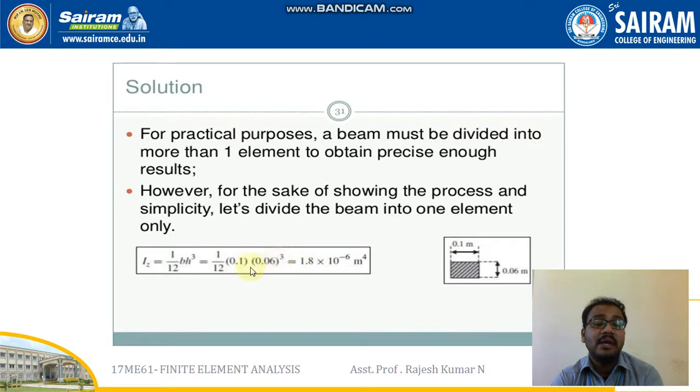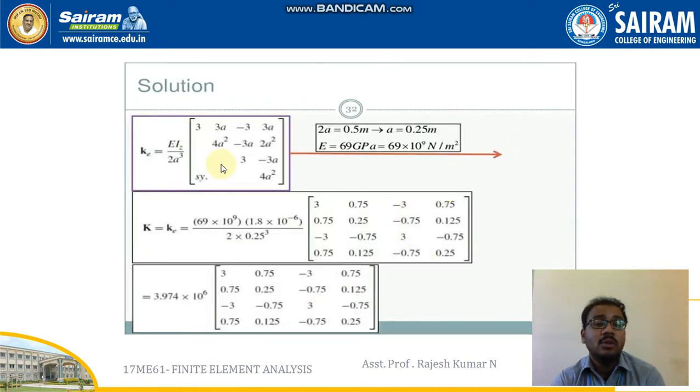So if you substitute B and H in the moment of inertia formula, we get 1.8 into 10 power minus 6 meter power 4. And we know the stiffness matrix formula, Ke for element-wise. Since only one element is considered, directly I will go with Ke equal to K1, which is nothing but EI by 2A cube. We have the values. 2A is nothing but 0.5 meter, because the given length of the beam is 0.5 meter. Since we are looking for A here, A is nothing but 0.25 meter, and Young's modulus is given as 69 gigapascal. In terms of meters, we get 69 into 10 power 9 Newton per meter square.